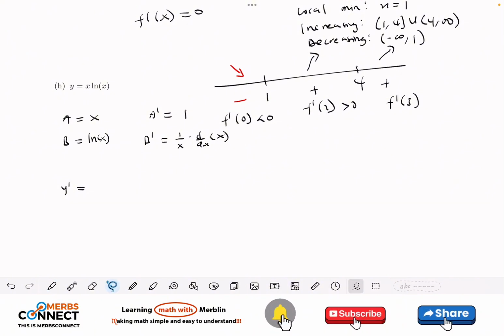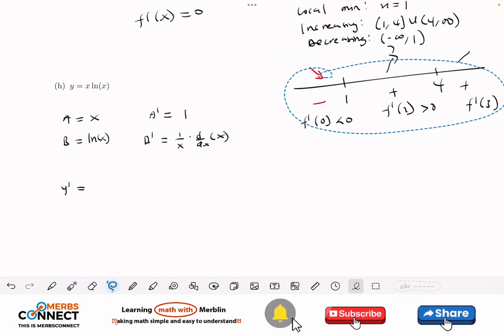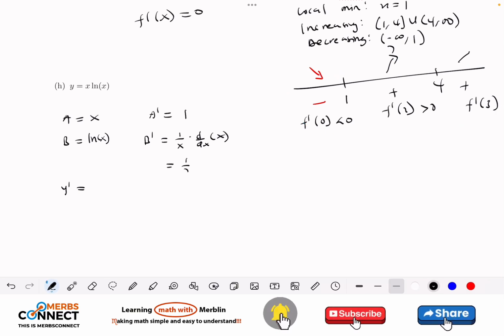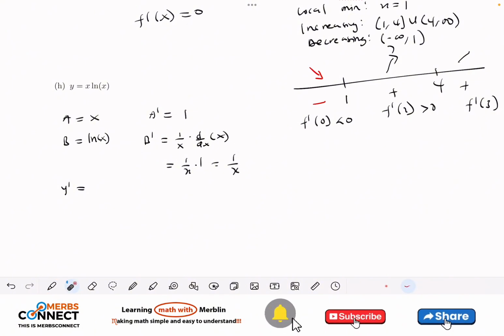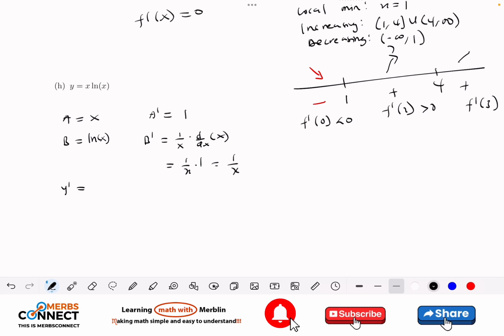So with that idea, we are going to have something like this. So you are going to have 1 over x times 1, which is equal to 1 over x. So let's do the product rule. This times this times that. So we are going to have x times 1 over x plus ln x times 1. So y prime will be equal to 1 plus ln x.